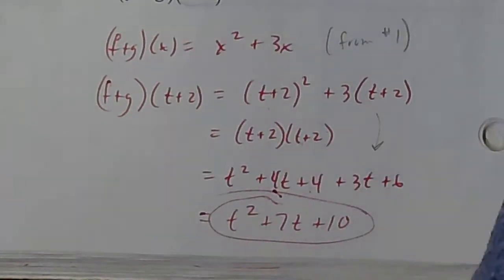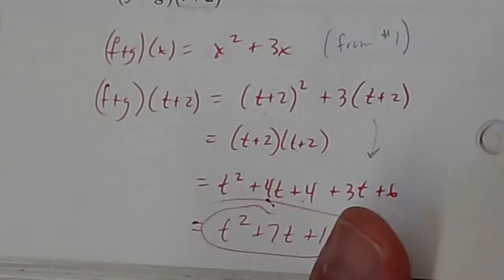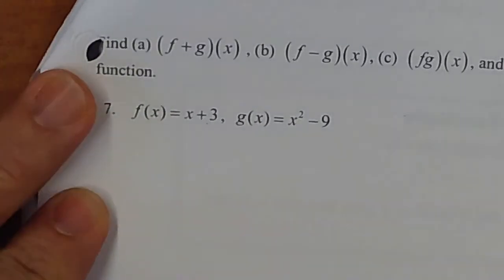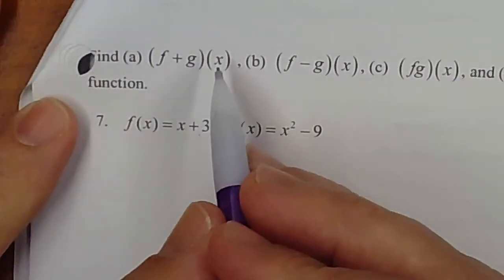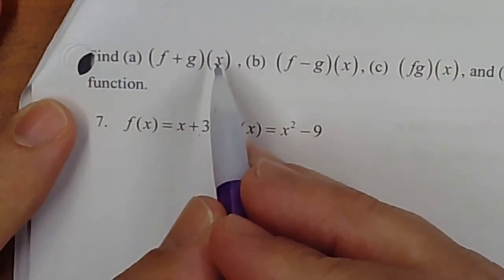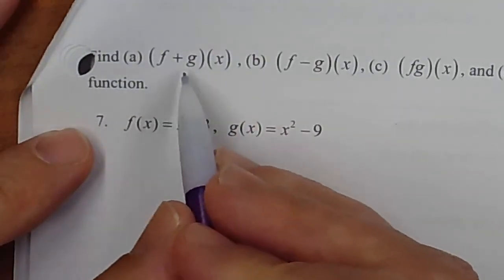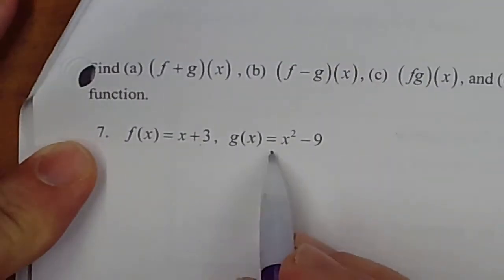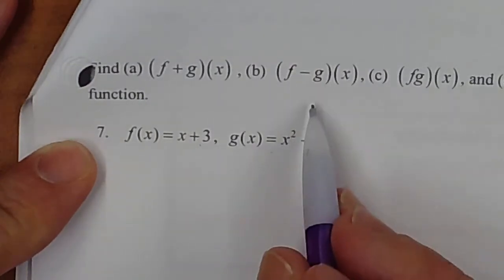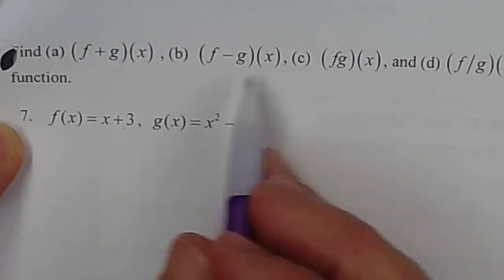Okay. All right, moving on to the next page. Now 7 and 8 and 9 are all a lot like the previous page, except now they aren't asking us to plug in a number. So it's actually a little bit shorter of a process. So f plus g of x, I'm going to add these two together. Then you do the difference, then you do the product, and then you do the quotient again.